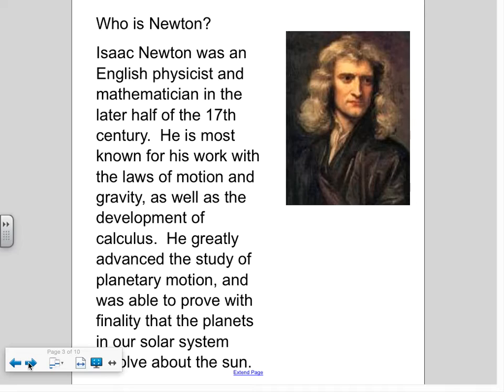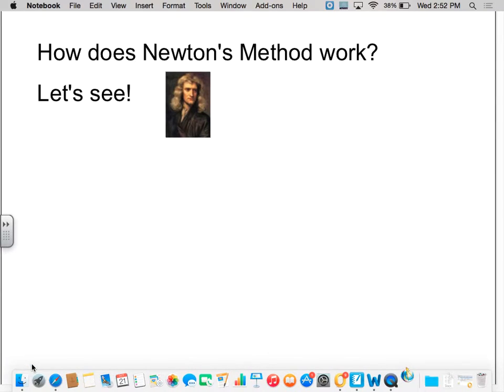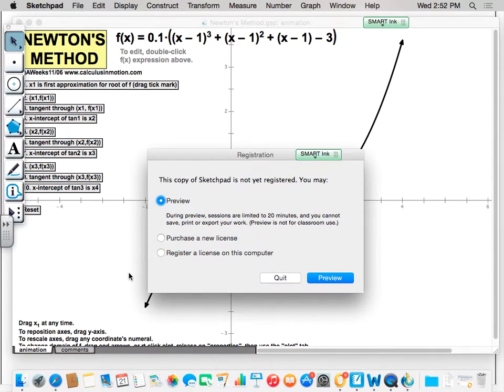He very much studied the motion of planets, and was able to completely prove that the planets in our solar system revolve about the sun. A few little tidbits to know about Newton. So how does his method work? Well, let's see if this works on a recording. All right, so we've got Sketchpad coming up. Give it a second. Hopefully it will go. There we go.